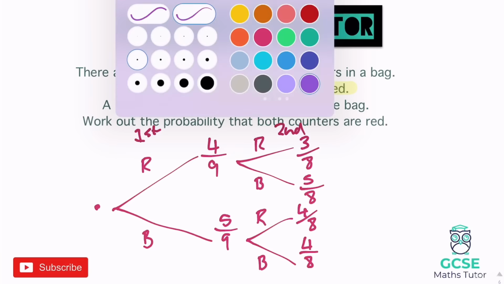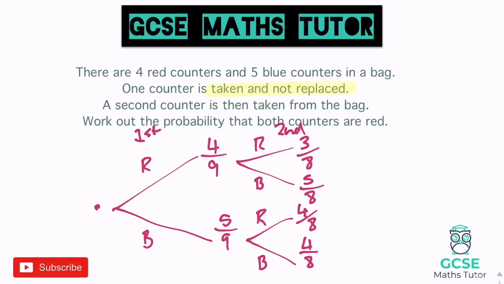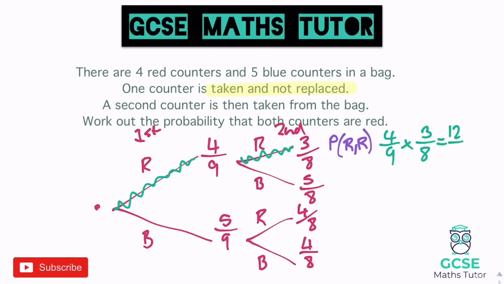Now we've got an easier question for this one because it says work out the probability that both counters are red. Now that gives us only the option of having this branch here, the probability of a red and then a red. And to get that route there, we just go through red on the first route and red on the second route. And that gives us 4/9, and again we multiply by 3/8. Times in the top gives us 12, and times in the bottom gives us 72. So our final answer there would be 12 out of 72.